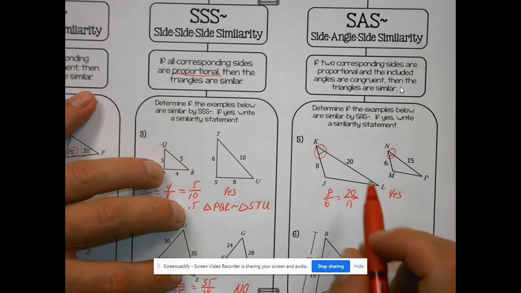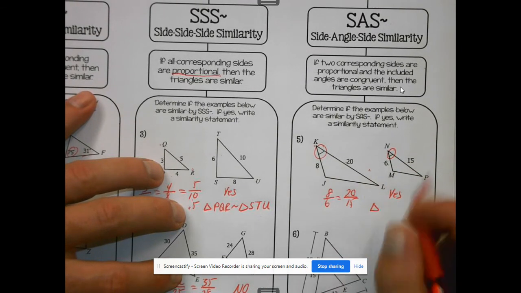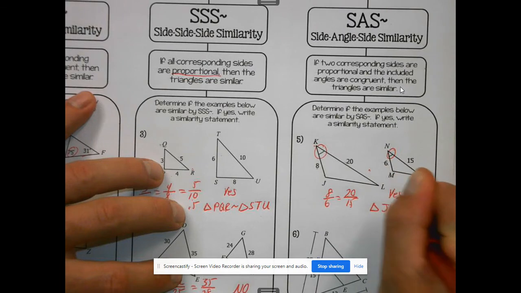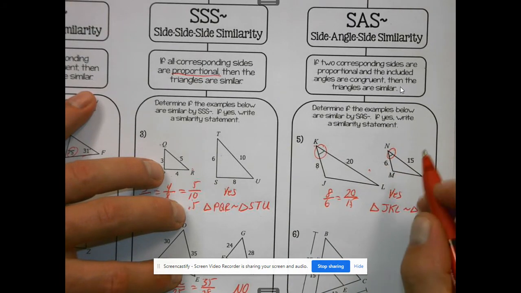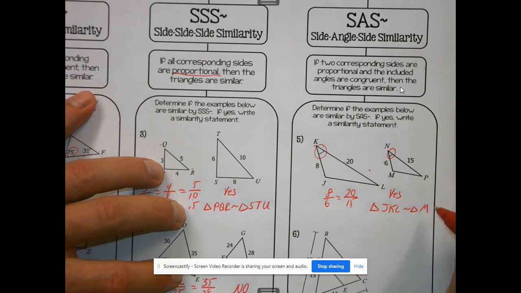Similarity statement. Left side, I'll go JKL. Right side, J matches with M, K matches with N, and L matches with P.